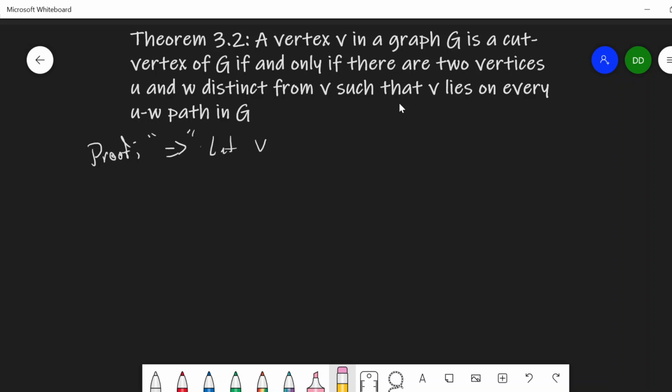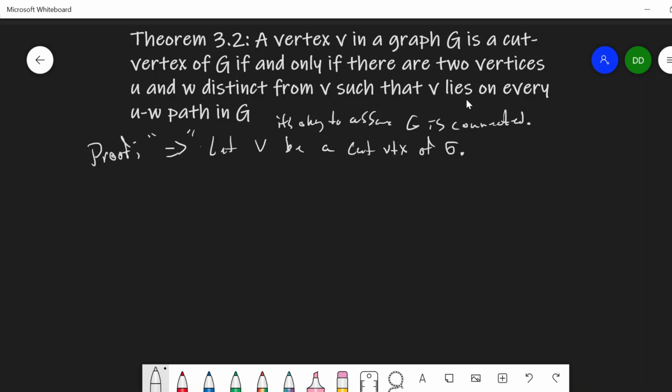So what this really means is I might as well just consider that connected component that contains my cut vertex and just think of my graph to be that component. That is, we might as well just assume that the graph is connected and we don't lose any generality there. So it's okay to assume that G is connected. Okay, so let V be a cut vertex of G.